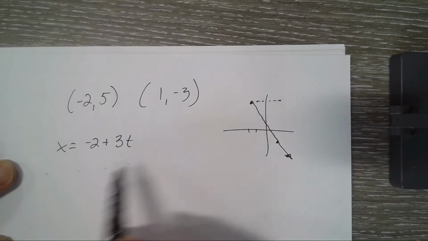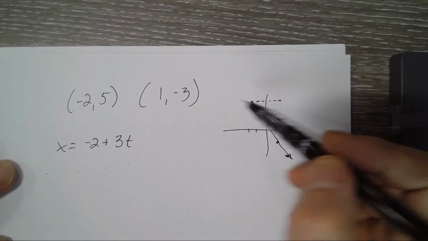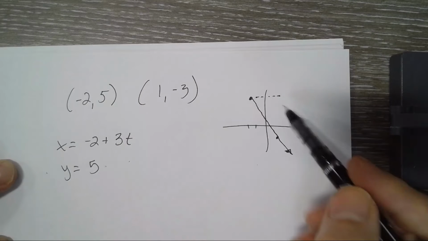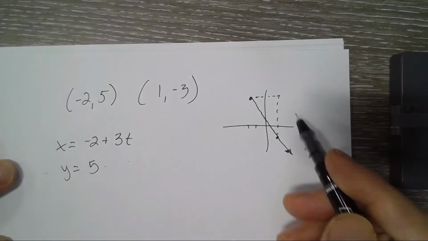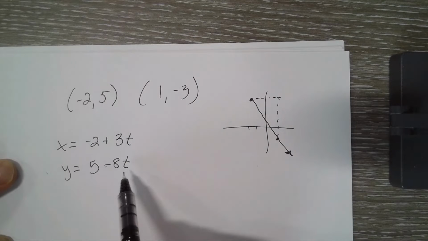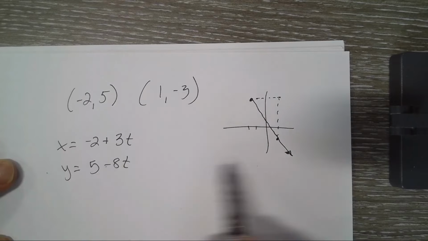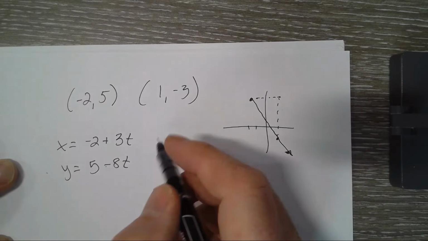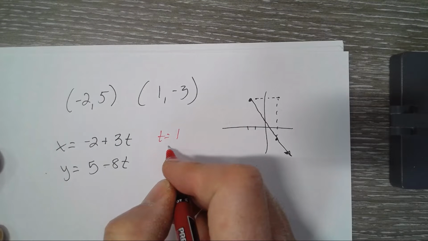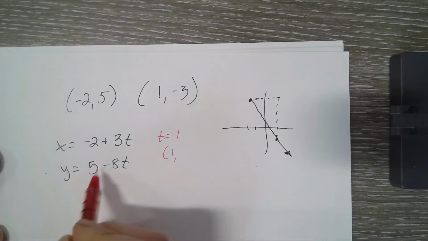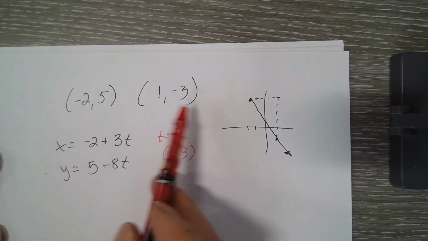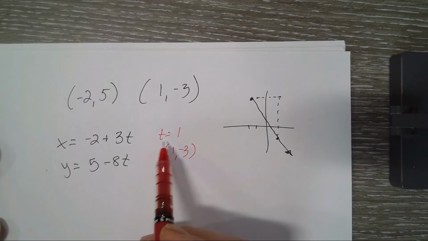Now the y direction, we start at 5 and I have to go down 8 to get to this point after 1 second, so -8t. If I plug in 1 for time, I get -3 for y. So when time is 1, our x value is going to be 1 and our y value is going to be -3, which checks out.